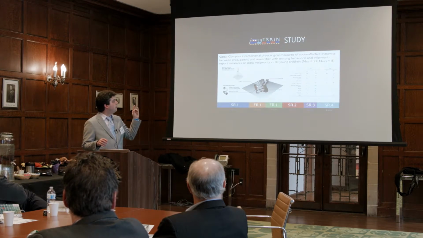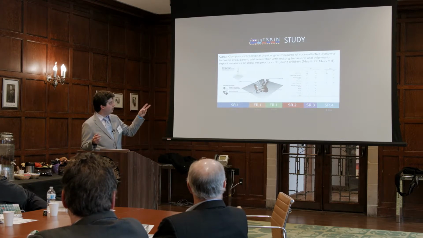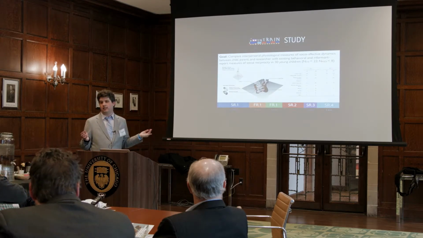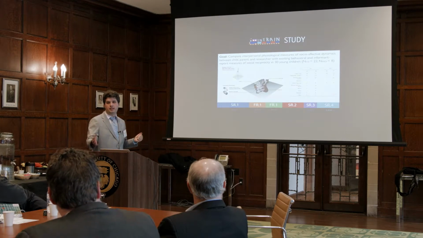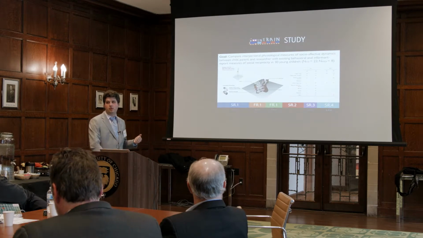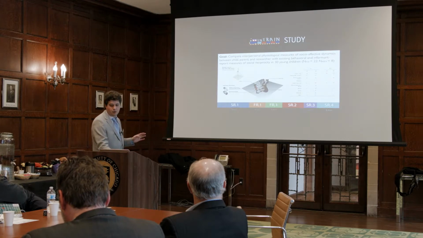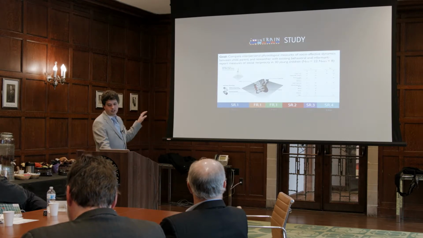This was essentially comparing interpersonal physiological measures, the stuff we've been talking about, between a child, a parent, and a researcher with existing behavior and informant report measures of social reciprocity in young kids. These kids were split between ASD and typical, but I'm not going to focus too much on the differences we found there. But we found interesting differences throughout.